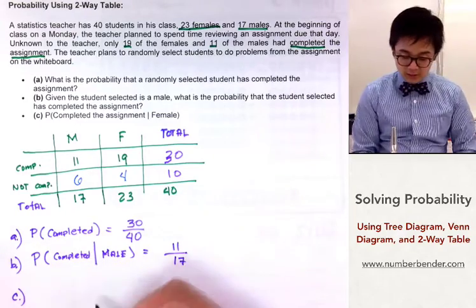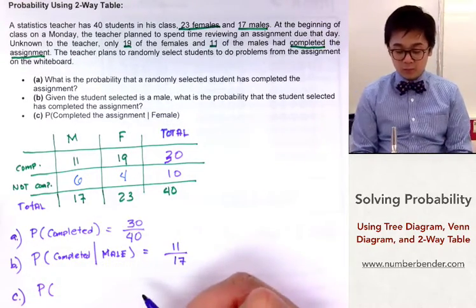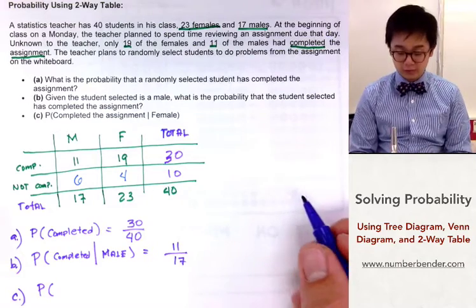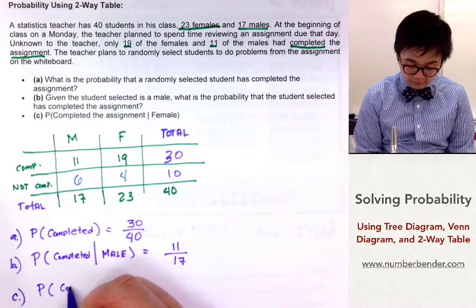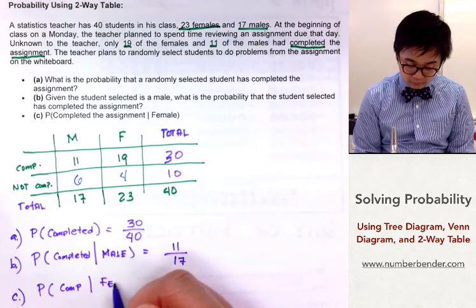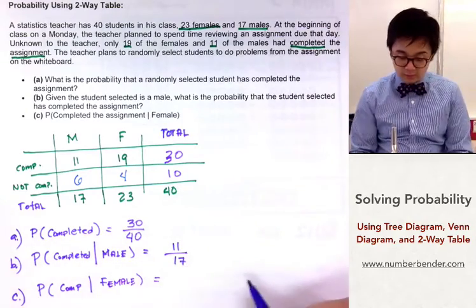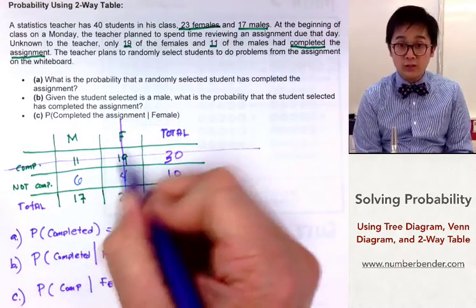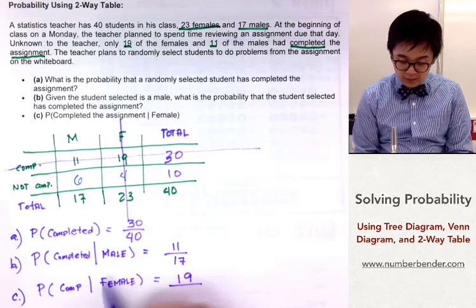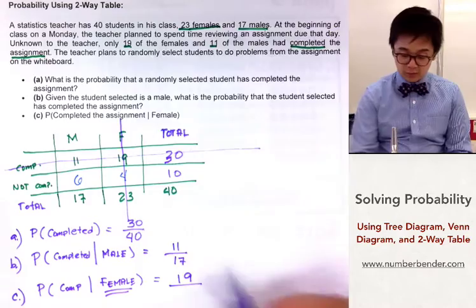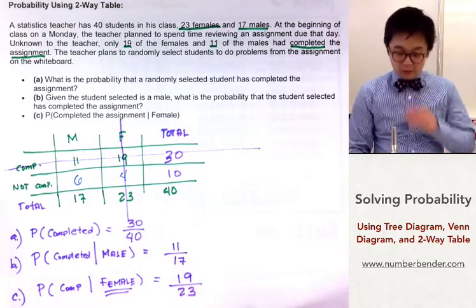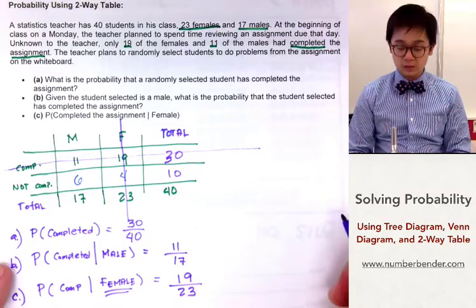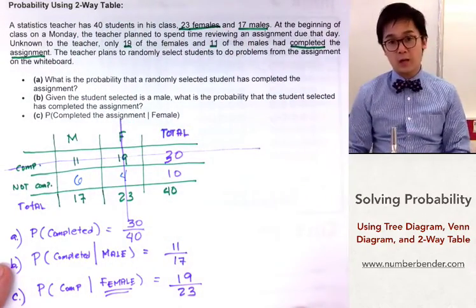At yung letter C naman, probability notation na siya. What's the probability that the student selected has completed the assignment given na female yung estudyante? So, dito, completed, female, using the table, ito yung completed, ito yung female. So yung numerator natin will be yung intersection niya. So 19 yung ating numerator at yung denominator natin will be the total number of female students dito sa selection. So 23. So ang sagot natin is 19 out of 23. So ito yung paggamit ng two-way table sa pagsagot ng ilang probability questions involving nitong mga estudyante na gumawa ng homework.